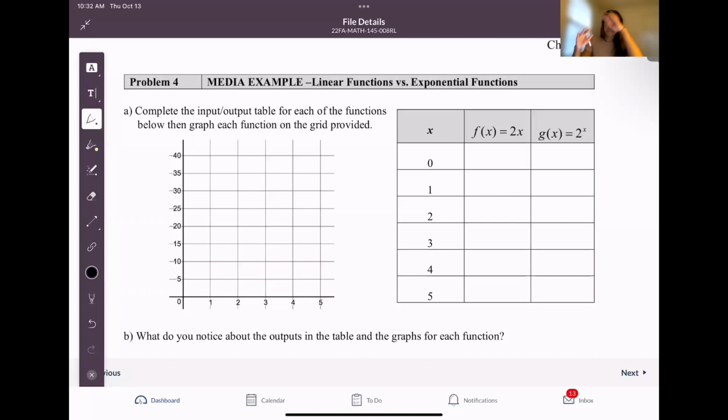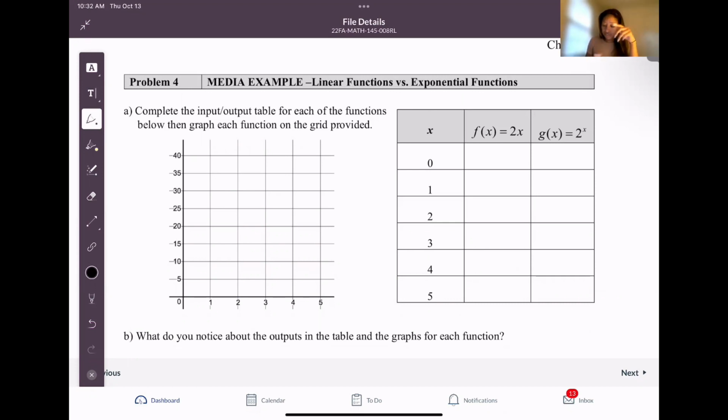Oh no, this is a different problem. As I said, problem 2 is an exponential problem or an exponential function. Here in media example 4, we're asked to compare the graphs and tables of linear functions versus exponential functions. The big difference again is linear functions grow at a constant rate. So same change, as x increases by 1, the y's are increasing at the same rate. That's the slope. Exponential functions do not grow that way.